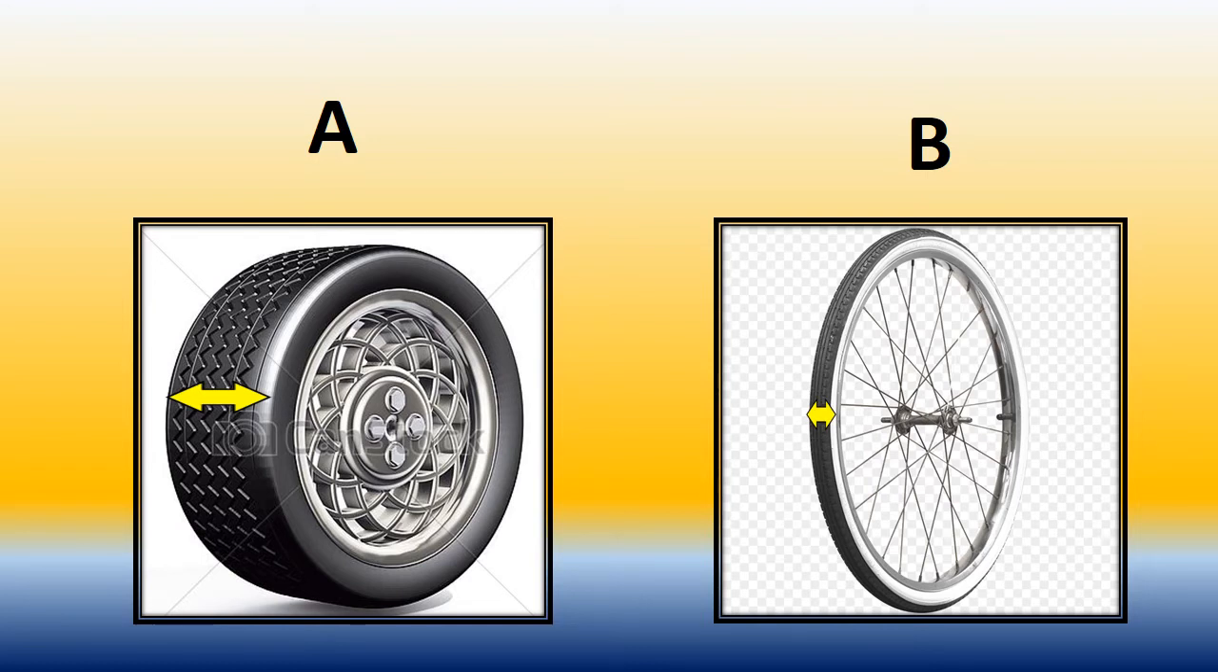We can also say that the width of the cycle tire is less than the width of the car tire. Therefore, the cycle tire is thinner than the car tire. Now let's see another example.